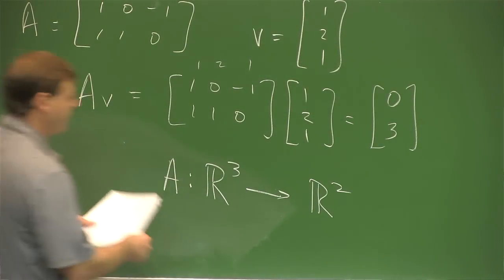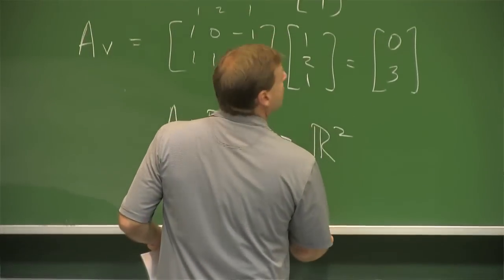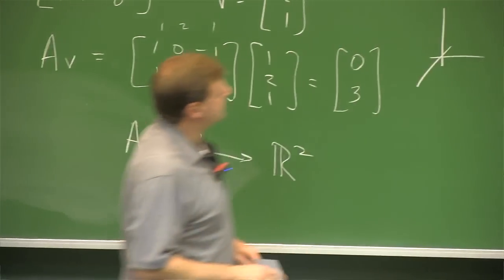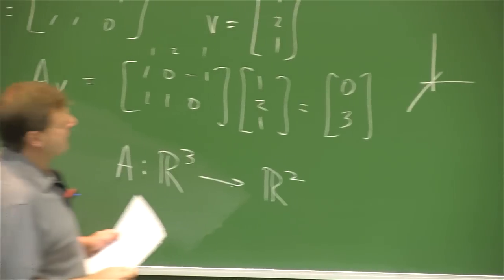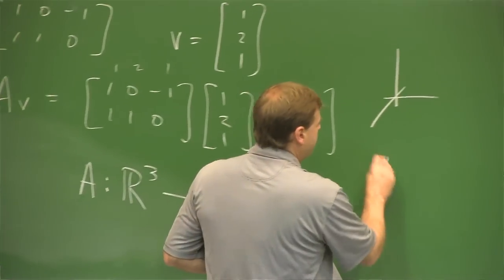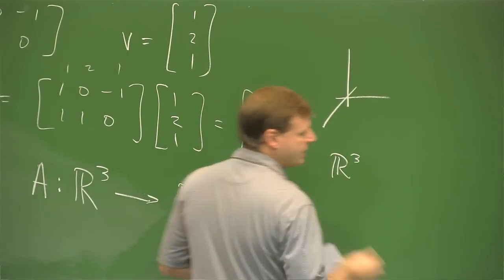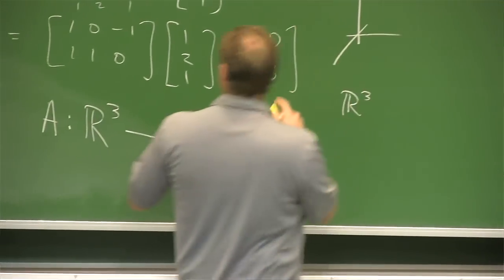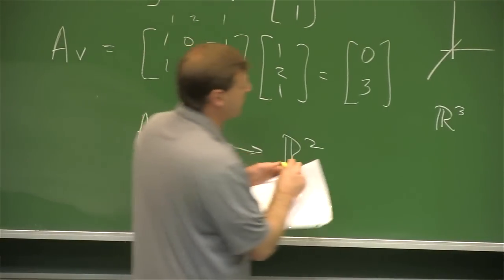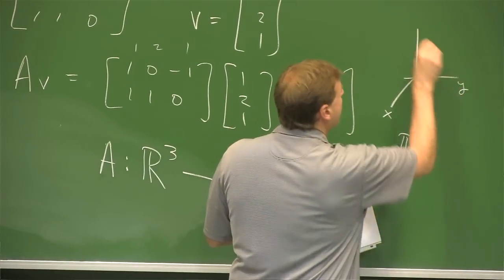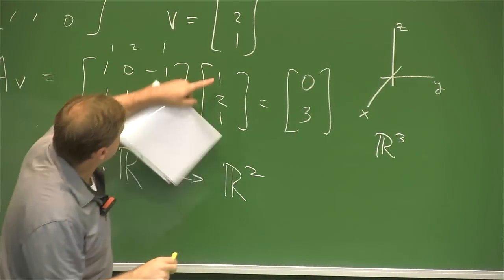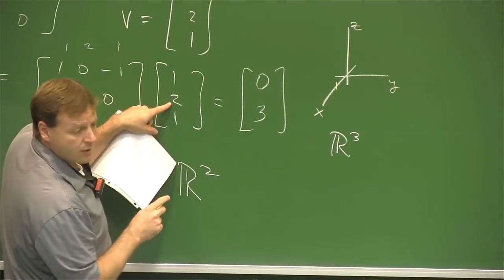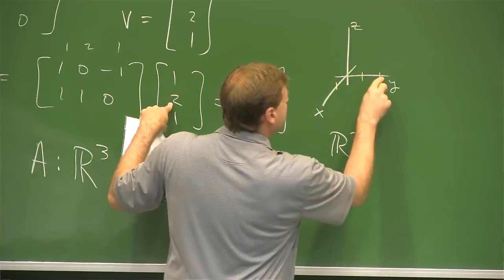We can do a little picture of this. Maybe I'll do it here. Okay, so here's R3, and I just took a vector in R3. What are the components of the vector? Let's label the axes. This is x, y, z. Here's the x coordinate, that's 1. And then the y coordinate is 2. So I go out there.